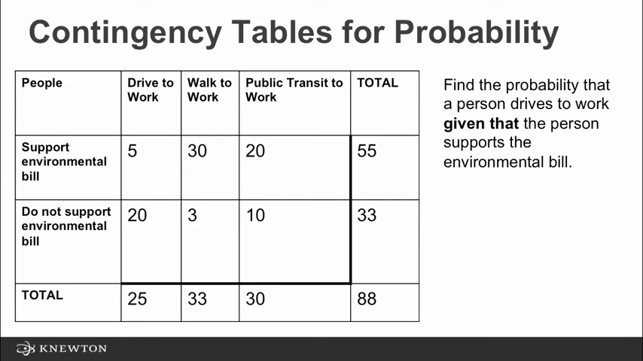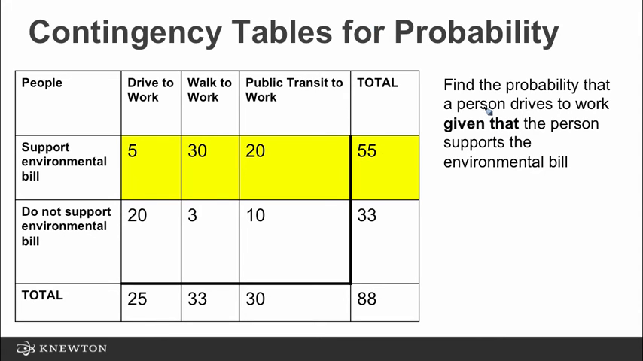Now, we're asked to find the probability that a person drives to work given that the person supports the environmental bill. So again, we have to focus on what we're given. We're given that the person supports the environmental bill. So we're going to want to focus on the support the environmental bill row, because we're given that the person supports the environmental bill. So now we've highlighted that row.